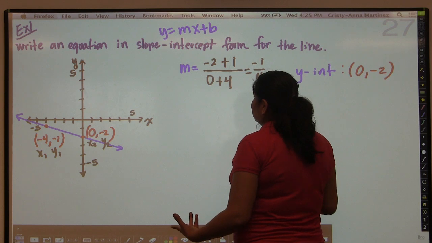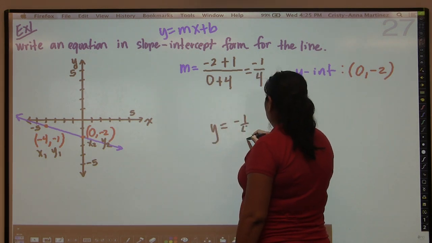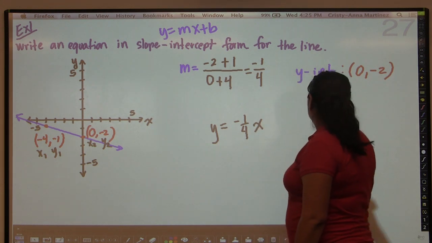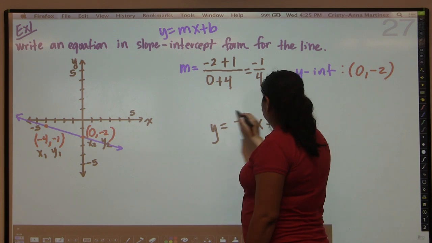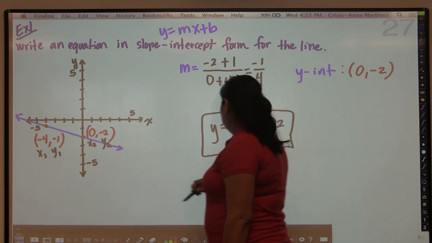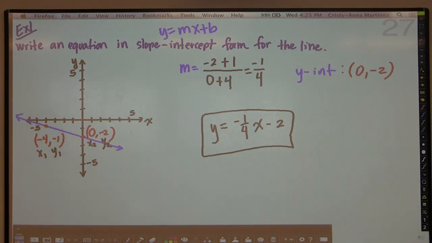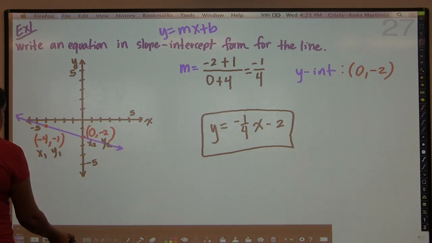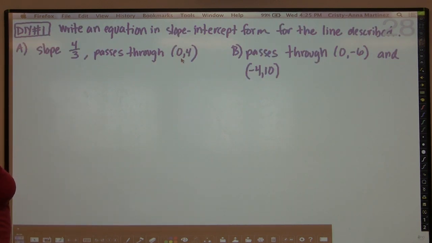So now it's very simple to plug into y equals my slope, -1/4 x plus b, which is the y-coordinate of the y-intercept. So there you go. Y equals -1/4 x minus 2. It's very simple when you have the y-intercept. So now you are going to try these 2 questions right here.